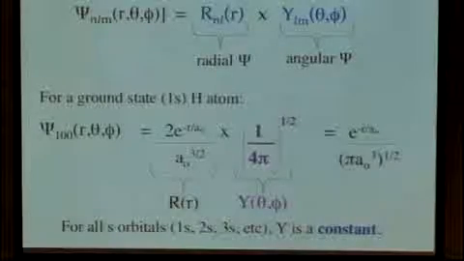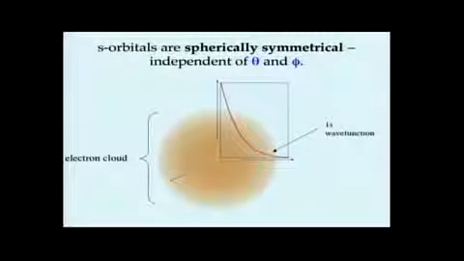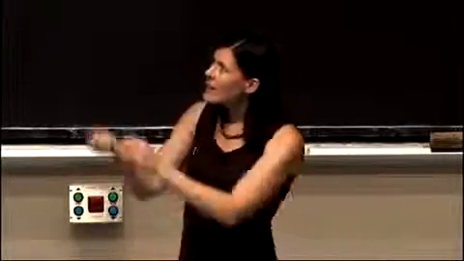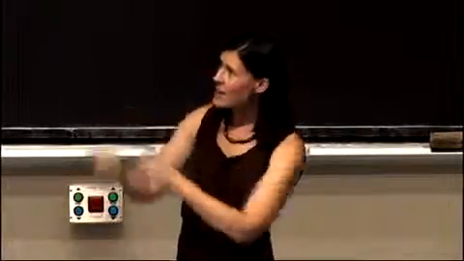So what does that mean for us? Well, essentially what that tells us is that these s orbitals are spherically symmetrical. That should make sense, right? Because they're only dependent on r, how far you are away from the nucleus in terms of a radius. They don't depend at all on those two angles. They're independent of theta and they're independent of phi.